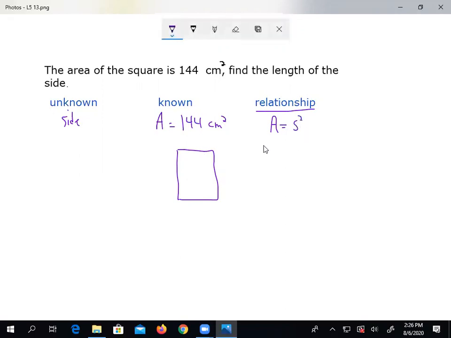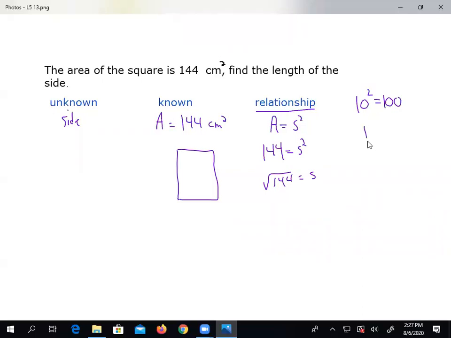So in the relationship, though, we know that the area is 144. What we don't know is the length of the side. So if I solve this, we can take the square root, use the inverse operation. The square root of 144 is going to have to be what S is. Well, I know that 10 squared is 100. So the answer's got to be more than 10.